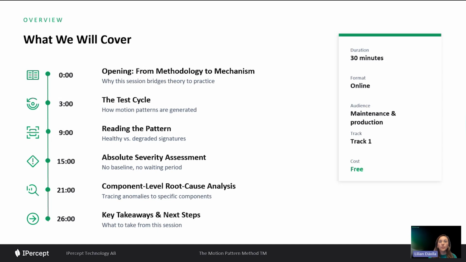In the fourth section, we're going to go through 5 different examples of real-life cases where this method influenced maintenance decisions. And finally, for closing, we're going to talk about the key takeaways and next steps after this session. The questions are more than welcome throughout the session. Please just write them at the chat, and I will address them at the end.